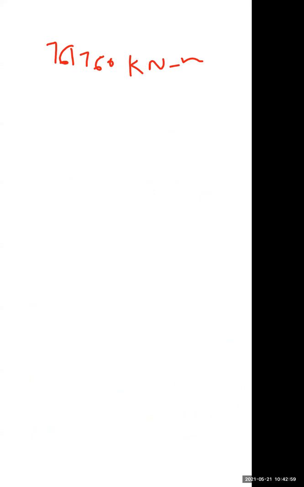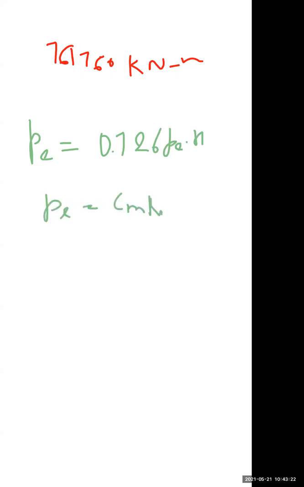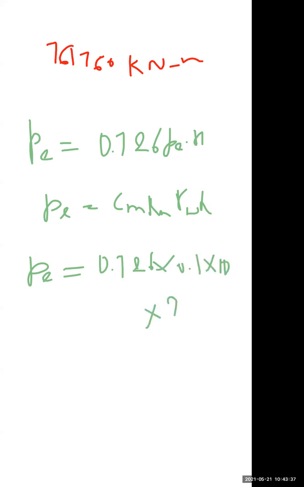So next we have to calculate PE, forces due to earthquake effect. P is given by the equation Zanger, that is 0.726 PE into H. And what is the value of P? P is the CMKH gamma WH. Write the value 0.726 into 0.1 into 10 into 8.6. How much is the value?